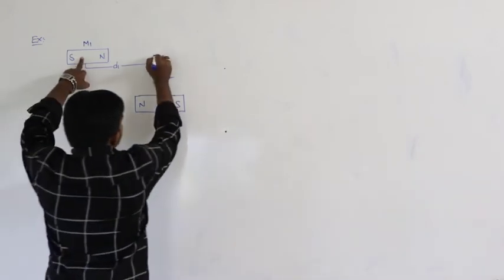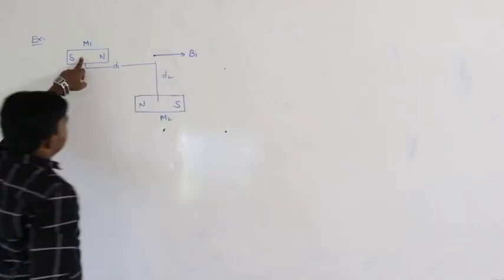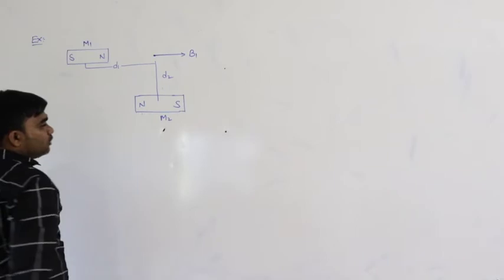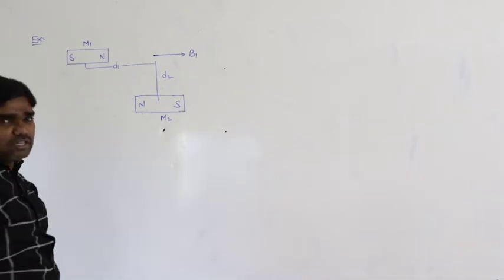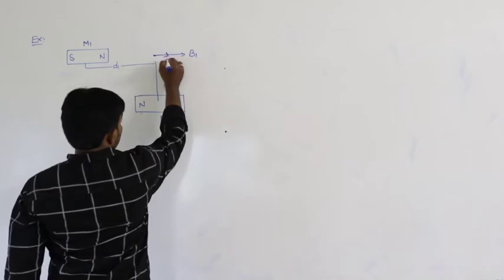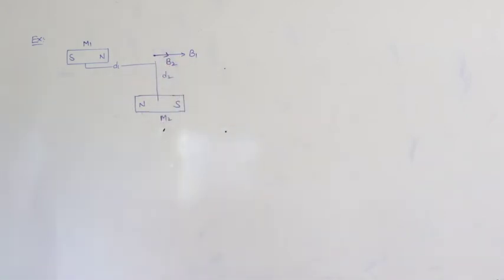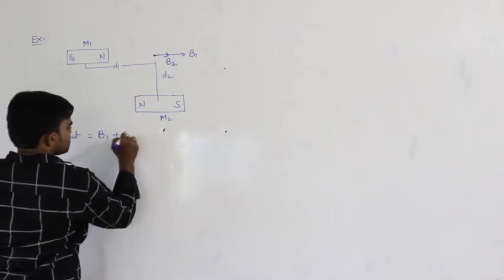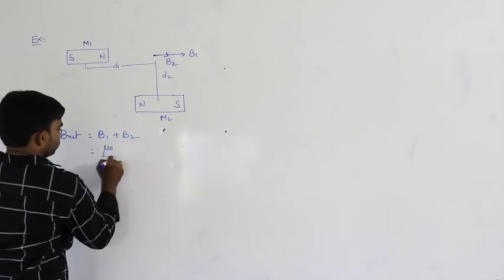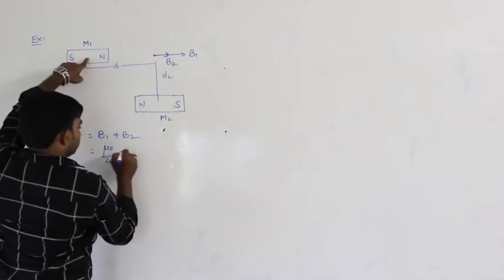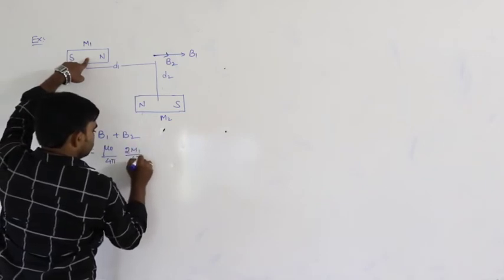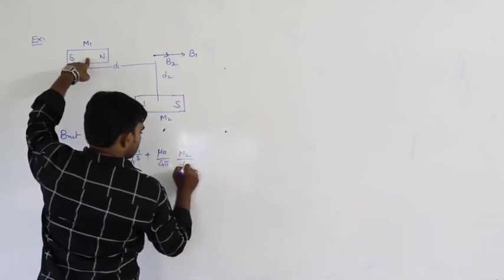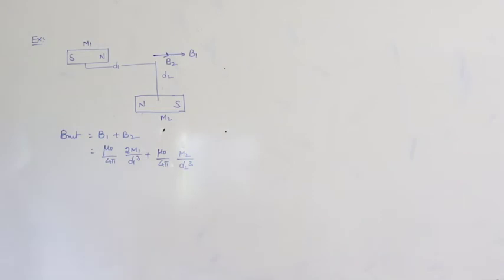For the axial point the direction of the magnetic field is in the direction of the magnetic moment, that is from south to north. For the equatorial point the direction of the magnetic field is from north to south. So B2 is also in the same direction here. So the net magnetic field is B1 plus B2. B1 for the axial point is mu naught by 4 pi, 2 m1 by d1 cube, plus the second one, mu naught by 4 pi m2 by d2 cube.